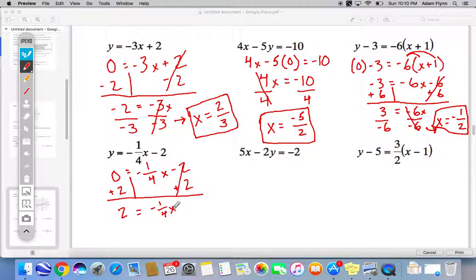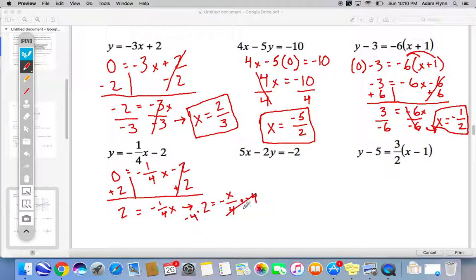So I have negative 1/4 x here. I'm going to rewrite that. So I now have 2 equals negative 1/4 times x, which I could write as negative x over 4. Because when we multiply fractions, we just multiply our numerators. So our numerator here would be negative 1, our numerator here would be x. So how do I get rid of this negative sign and this 4 on this side? Well, I know it's being divided, so I can multiply by negative 4 on both sides.